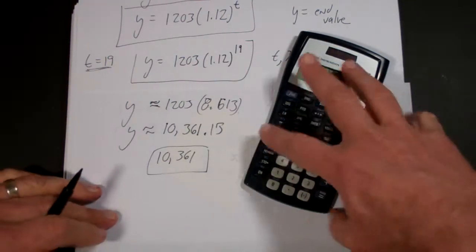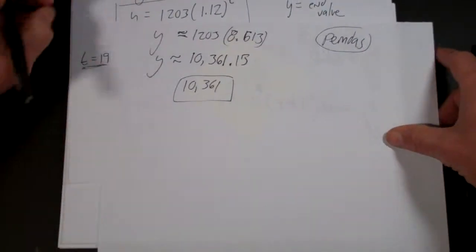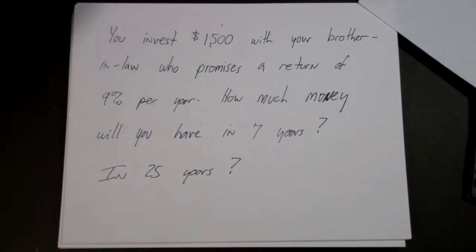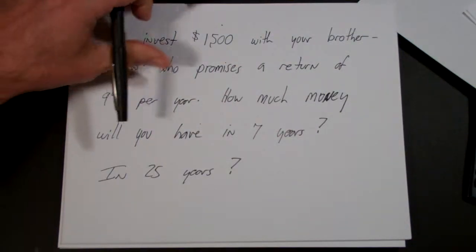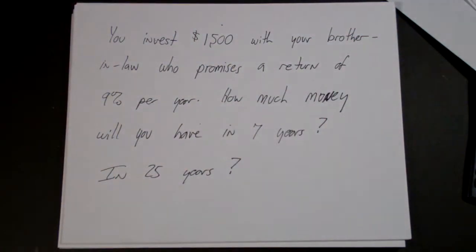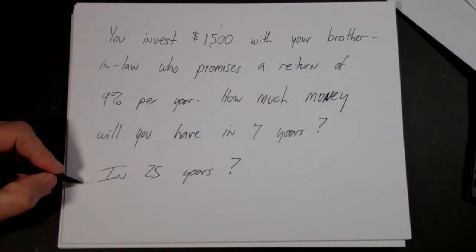Let's look at another example. The next example we're going to look at is an investment problem, and that is you invest $1,500 with your brother-in-law who promises a rate of 9% per year. And the question is, how much money will you have in 7 years? And then, how much money will you have in 25 years?